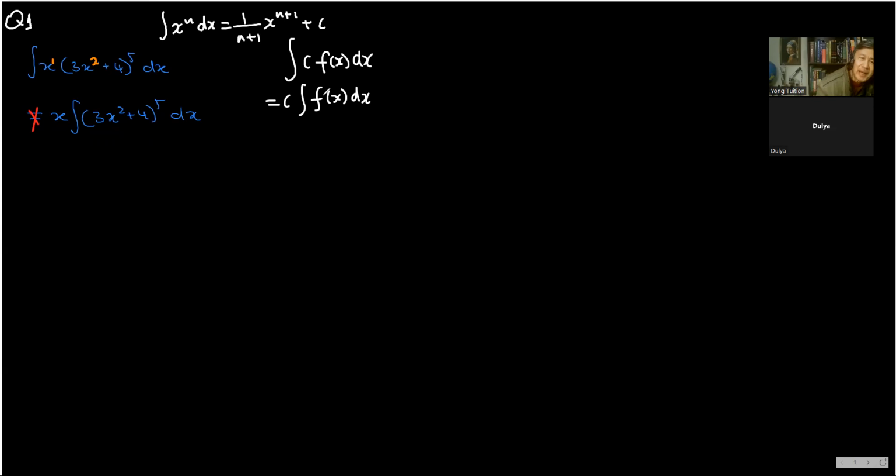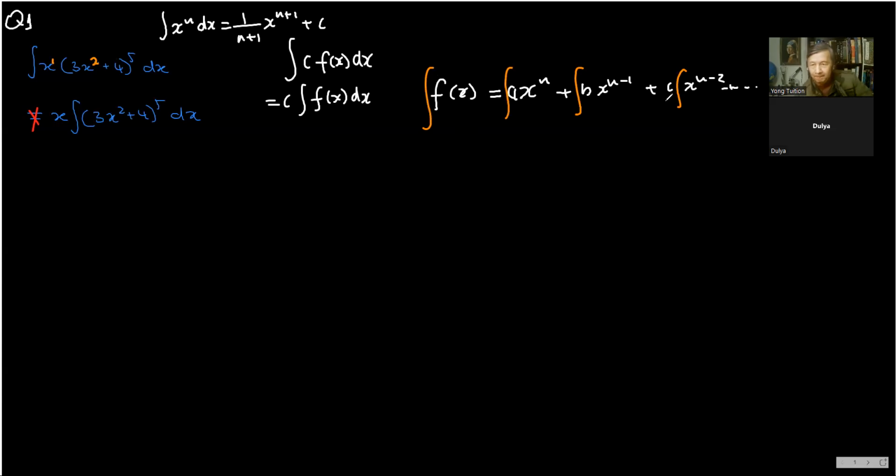If you could expand this into the power series, it can be a x to the n, plus b x to the n minus 1, and plus c x to the n minus 2. You continue until the end, and we can integrate them one by one. That is one way to go, all right? But in this case, as you probably foresee, it's a bit time consuming, right? What else can we do?